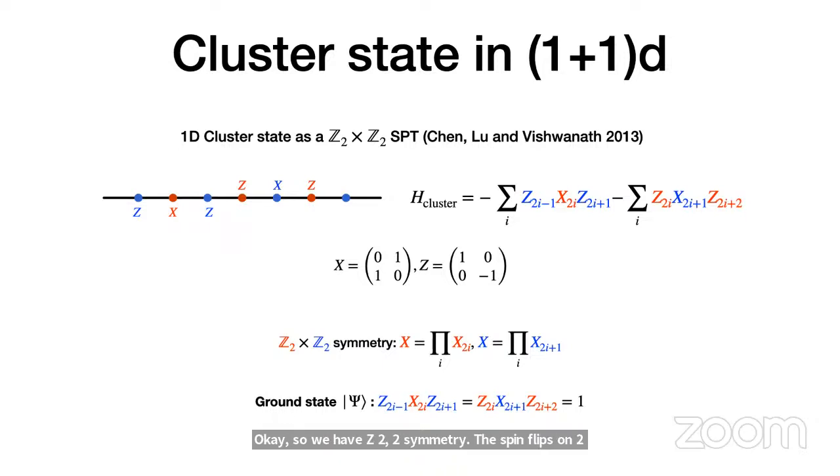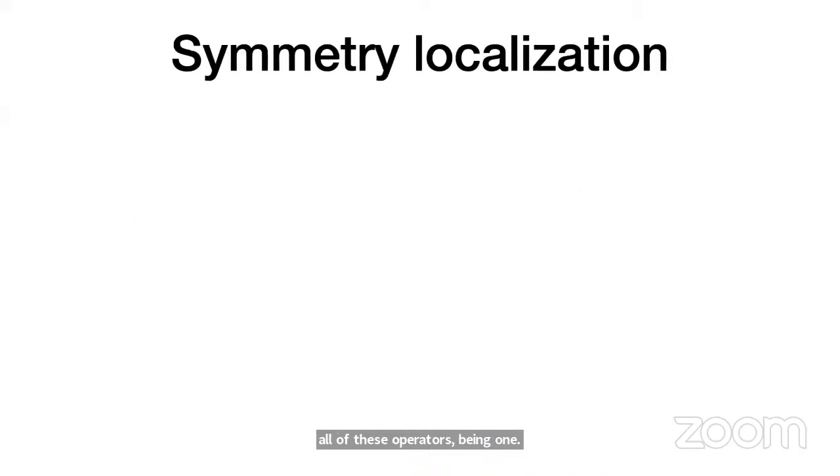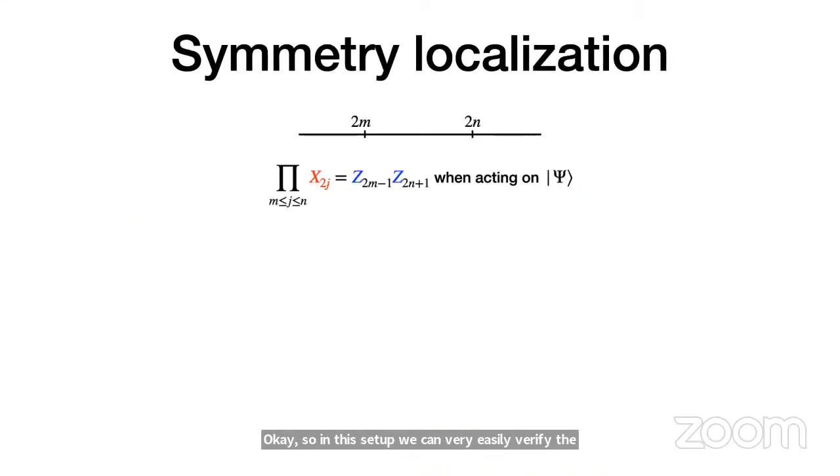The Hamiltonian is just a translation-invariant sum over Z X Z over the entire system. They commute, all of them are Pauli operators, they commute with each other, and they all square to 1. So the ground state is just given by having all of these operators being 1. In this setup, we can very easily verify the symmetry localization property.